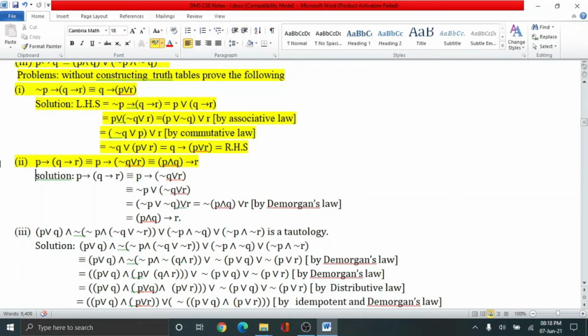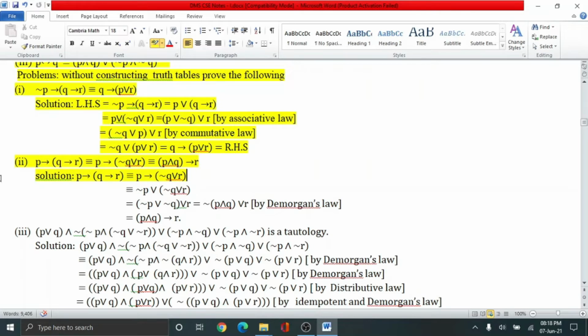We have to prove that P implies Q implies R is equivalent to P implies negation Q disjunction R, and which is also equivalent to P conjunction Q implies R. First, let us consider the leftmost part. P implies Q implies R. This is in the form of P implies Q.